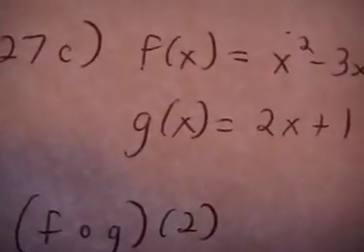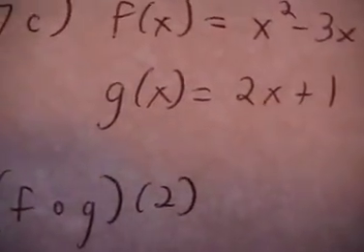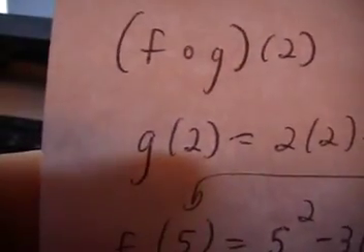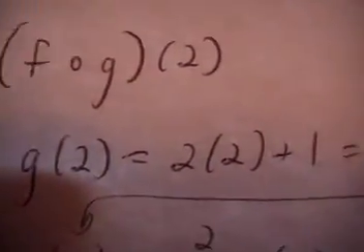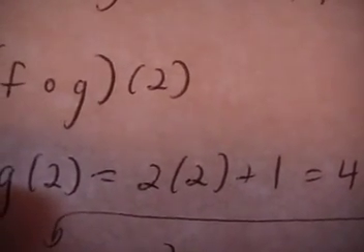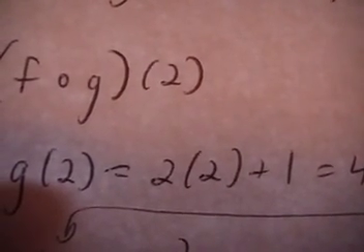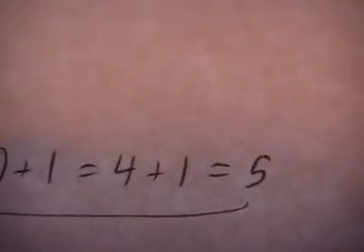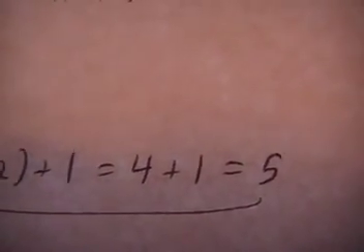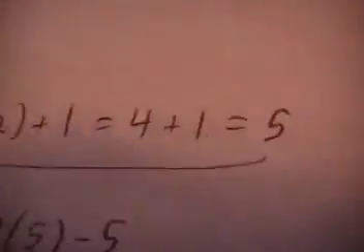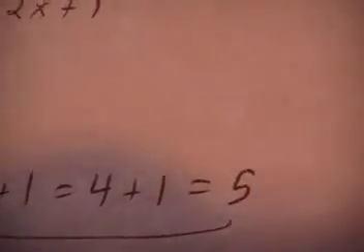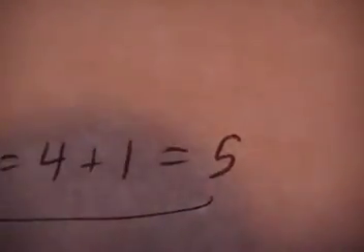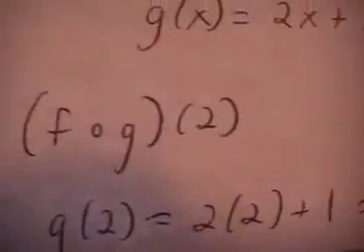Find g, don't worry about f right now, just g. 2x plus 1, right where the x is, plug in a 2. That's what g of 2 means. So instead of 2x plus 1, it's 2 times 2 plus 1. Multiply first, 4, and add second and get 5. So this first answer is not actually part of the answer. It just helps us to get to the second answer, which is the only answer that matters.